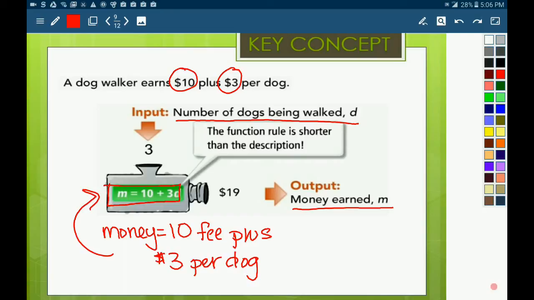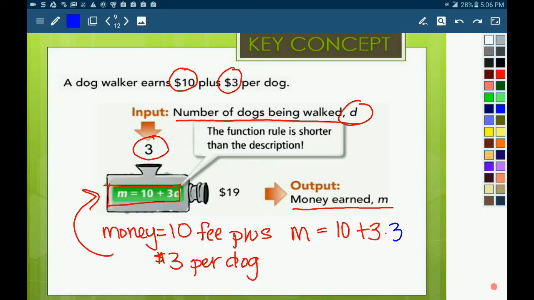So if we were to plug in, let's say she's walking 3 dogs, you would plug in 3 into the input, which is the letter or variable D. So M equals 10 plus 3, and then instead of D for dog, we should plug in 3 because she's walking 3 dogs.